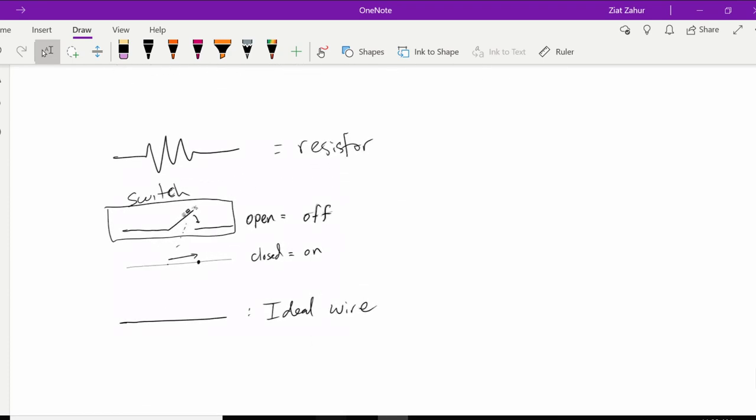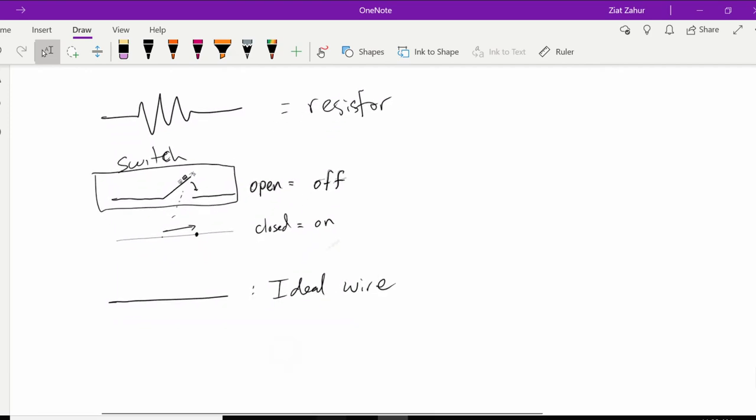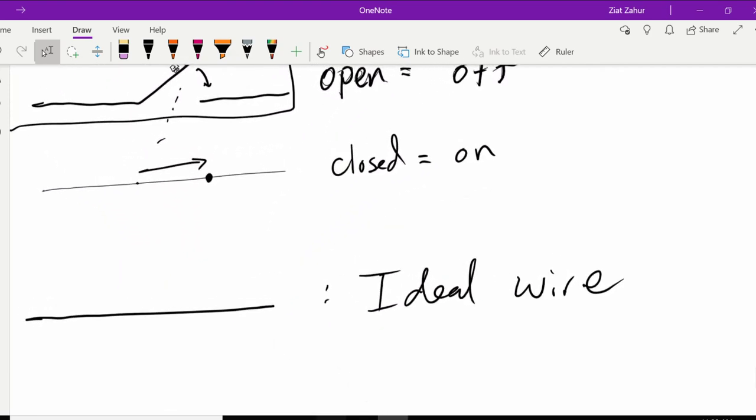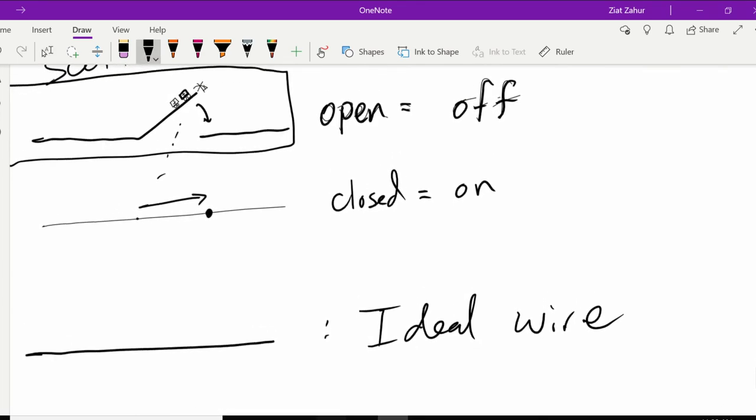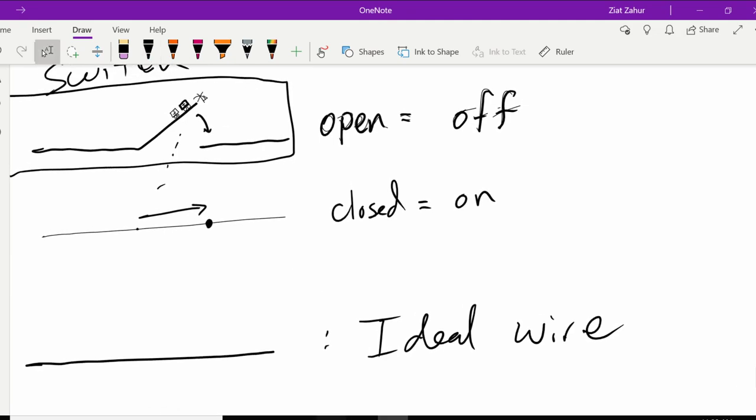Ideal wire. So a straight line is an ideal wire, which is similar to a closed switch. When the switch is closed, notice how it basically looks like a wire. Again, in circuit diagrams, the switch is also zero resistance, so everything just flows 100%.